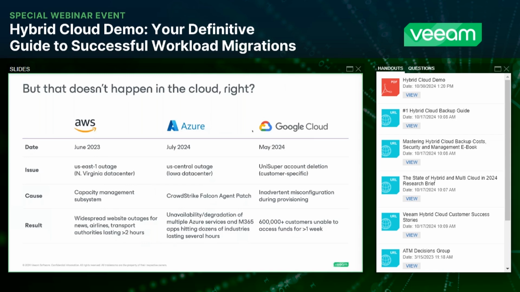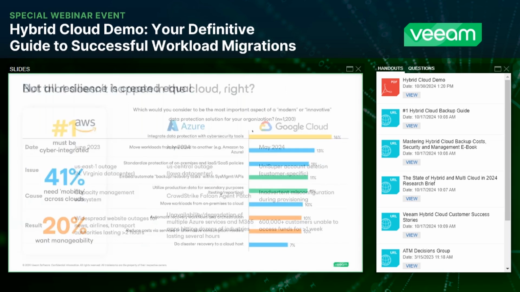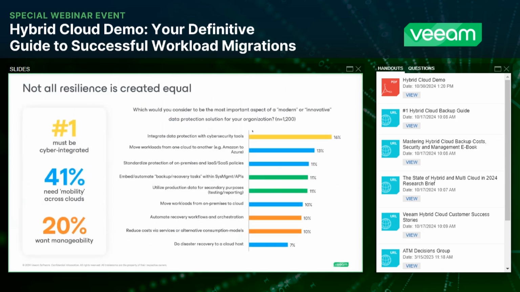So again, this data freedom notion that Veeam talks about, from a migration perspective, but also just from a standard data resilience perspective, being able to get your data out of one platform and into another, so not all your eggs in one basket, is critical. But of course, not all resilience is created equal. So again, this is from our Data Protection Trends report.